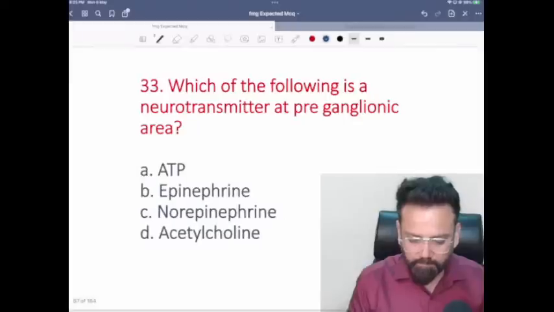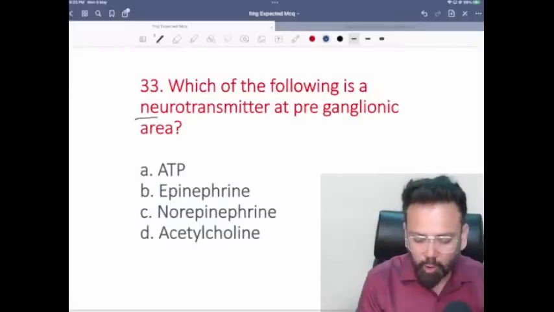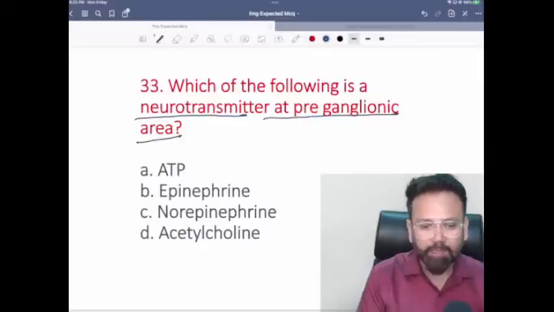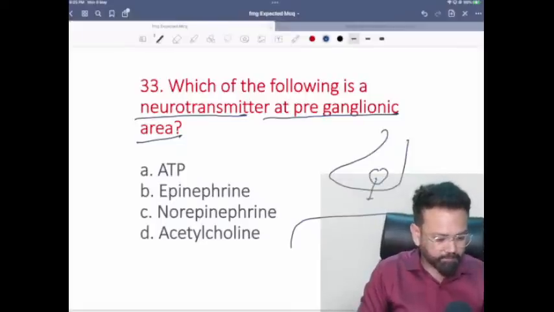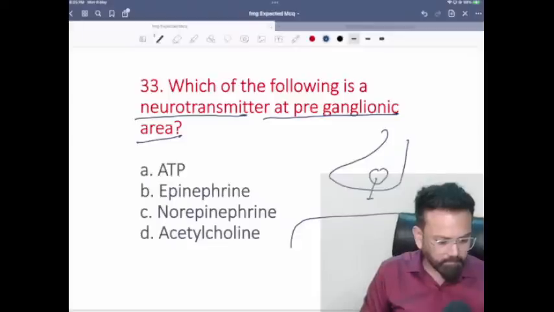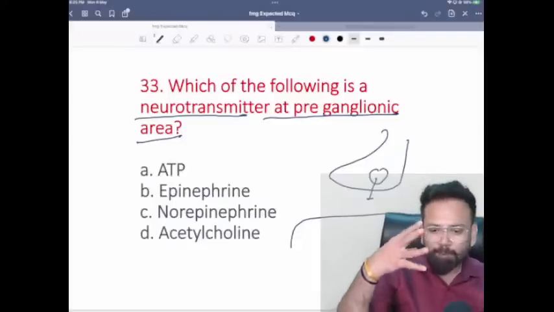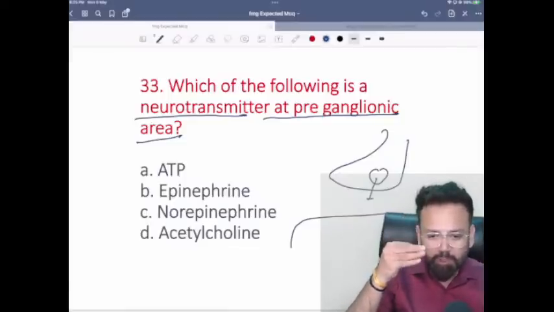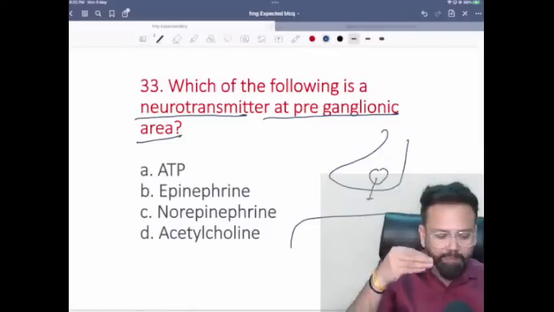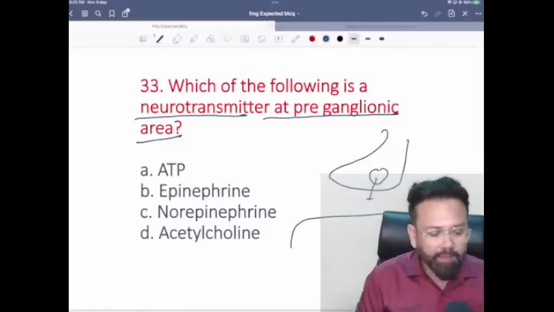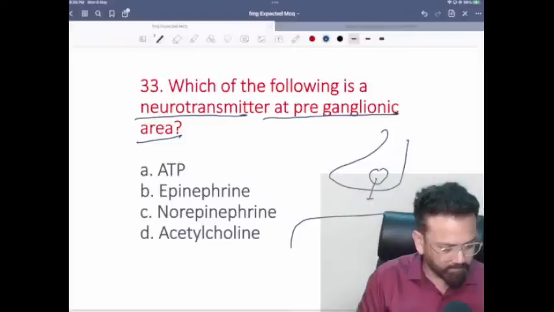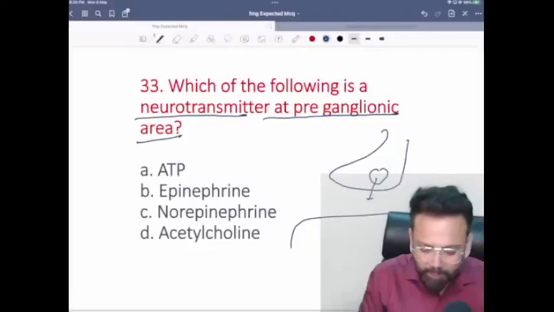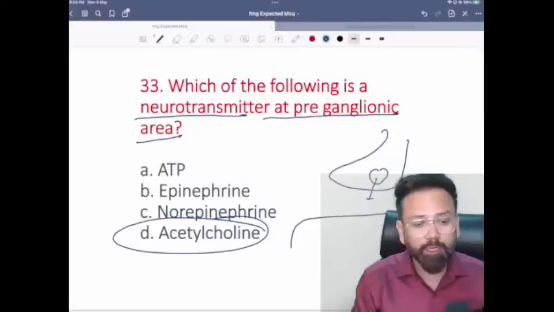Okay? Which of the following is the neurotransmitter at preganglionic area? Any preganglionic area, who is the neurotransmitter? Yes, Abhimanyu, we will get carpopedal spasm like this. Because of excessive muscle contraction, it is called carpopedal spasm, especially if there is ischemia. Okay? Is this clear? Yes, very good. Acetylcholine. Very good. Acetylcholine is the neurotransmitter.